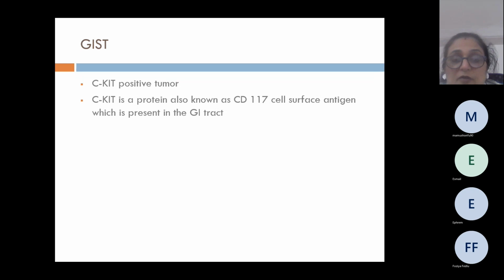Okay, so the presence of c-KIT protein in these abnormal cells is high. So basically you have to treat this c-KIT protein. There you are treating the BCR-ABL gene. Here we are treating the c-KIT protein.